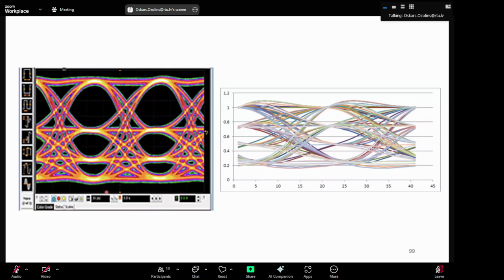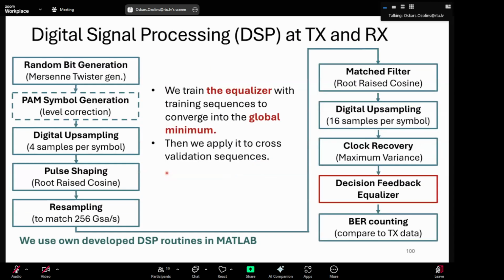So what can you do about it? Of course, you can do things with the test and measurement equipment, and also you can try to do something with digital signal processing. These are two examples again, and this is a typical digital signal processing routine we use in our experimentation.